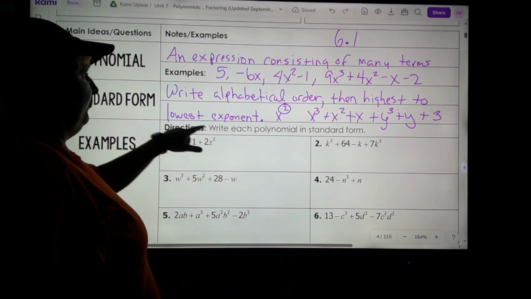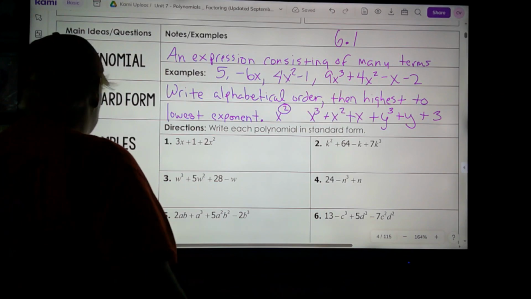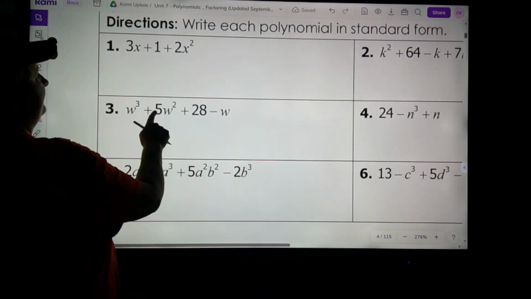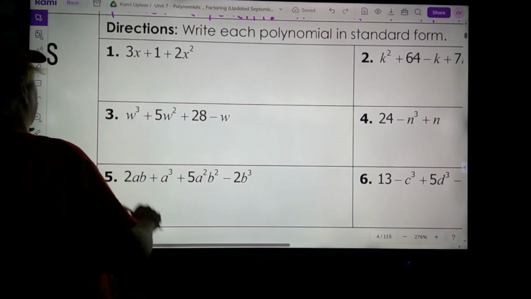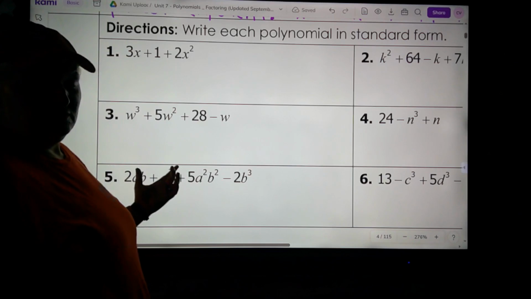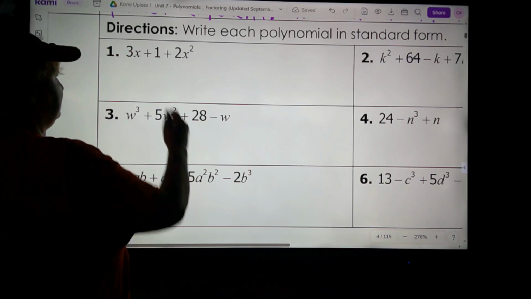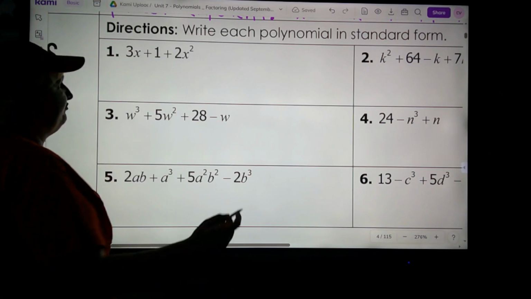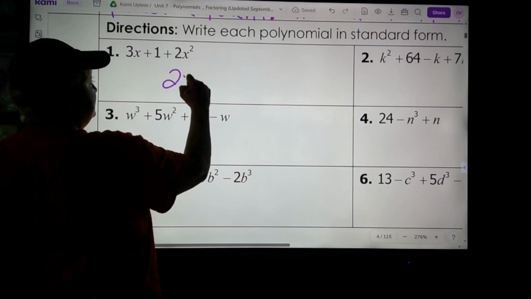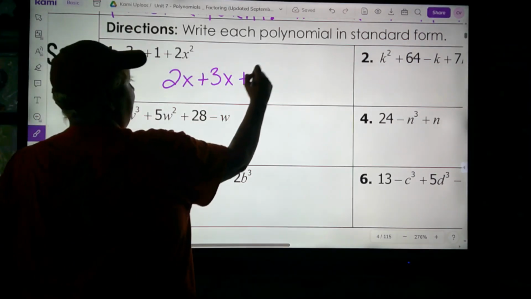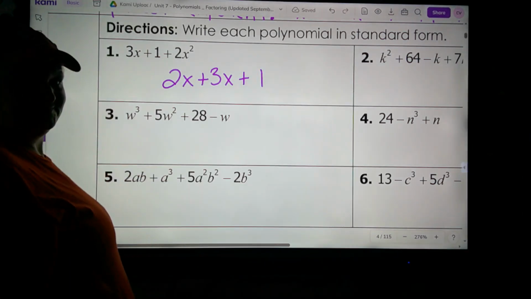Alright, so we're going to write each polynomial in standard form. So the first thing it wants us to do is learn how to put them in order. Remember, alphabetical, highest exponent to lowest exponent. The only variable here is x, so we don't have to worry about the alphabetical. Highest exponent, next highest exponent to constant. Highest to lowest, that's it.